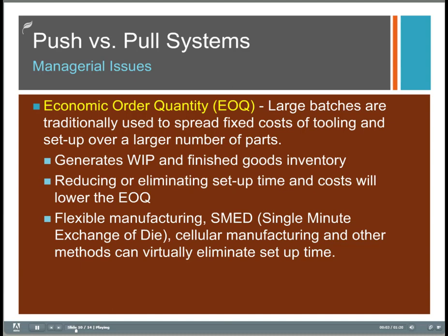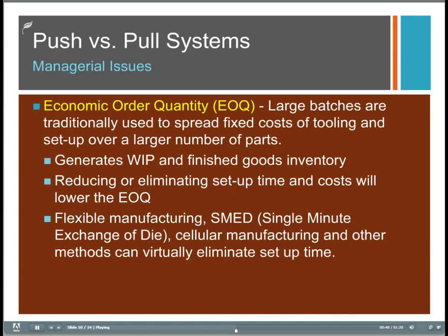Let's look at some of the managerial issues concerning push versus pull systems. The first one that we're going to talk about is economic order quantity. The EOQ is the size of a batch that you would produce in order to minimize your overall cost of setup so that we spread that out economically over the number of parts that we're going to use. But this generates inventory because we might be building large batch sizes in order to get the economic best size.